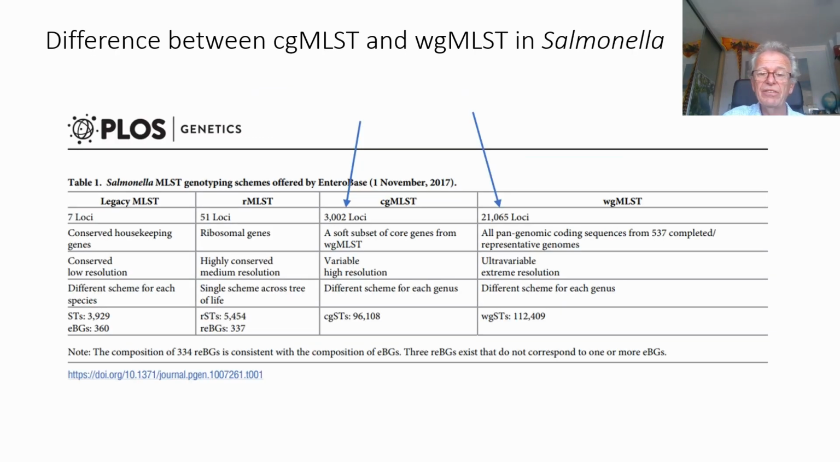And just to emphasize this, here is a very handy table comparing core genome MLST with whole genome MLST of Salmonella. And for the Salmonella, this is a pan-genome. There's a huge number of strains they did for this. The core genome, 3,000 loci. With regard to the whole genome, it's 21,000. So core genome is the core, it's not the whole.